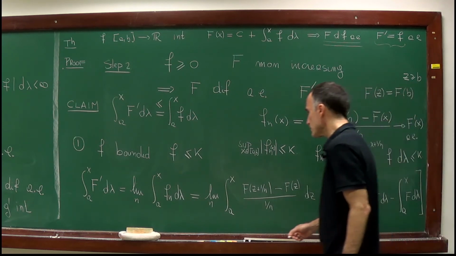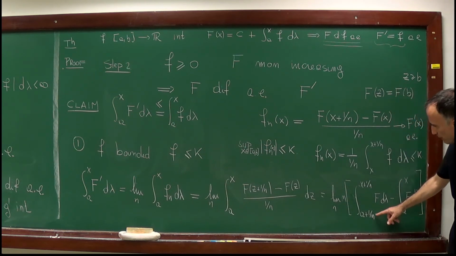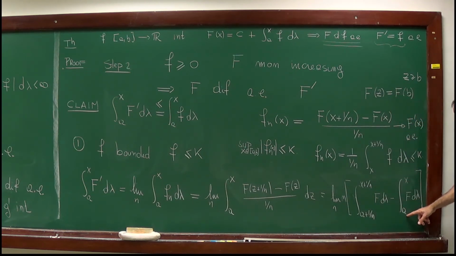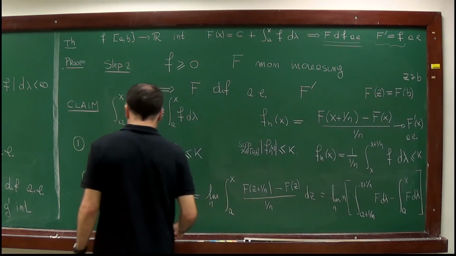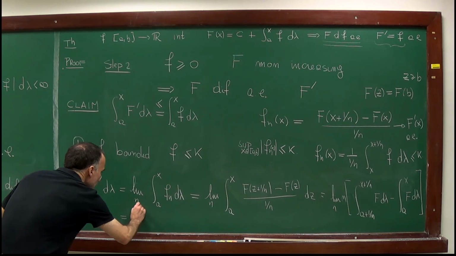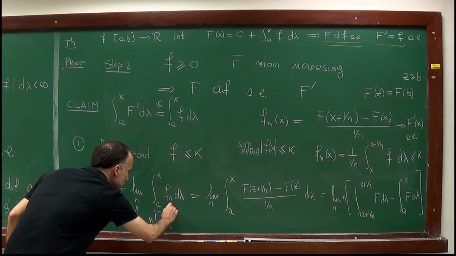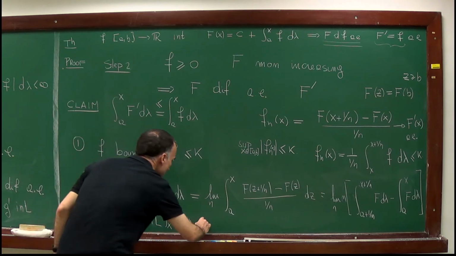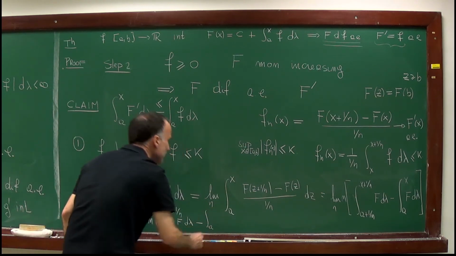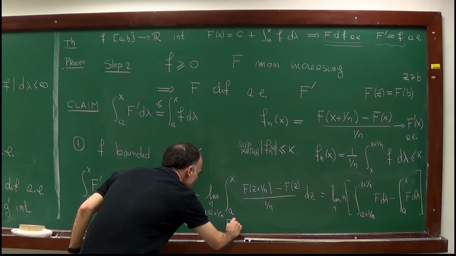Right? Well, this limit, you see that here I'm integrating from a plus 1 over n to x plus 1 over n, but I'm taking out the integral from a to x. So this will give me an integral from x to x plus 1 over n. So this is the limit of n times the integral from x to x plus 1 over n of f d lambda minus the integral from a to a plus 1 over n of f d lambda.